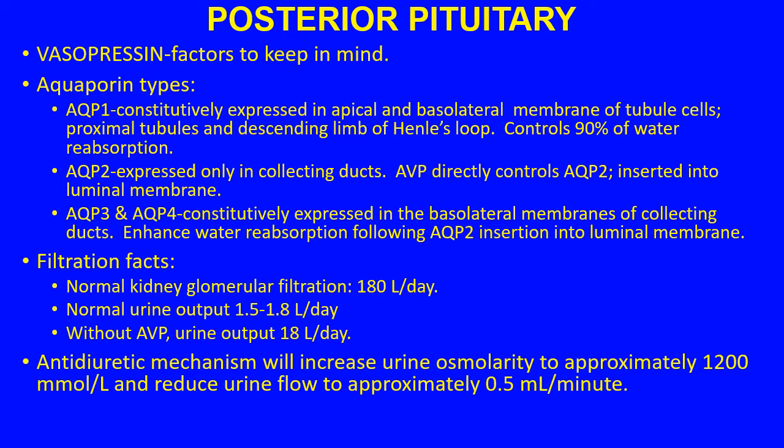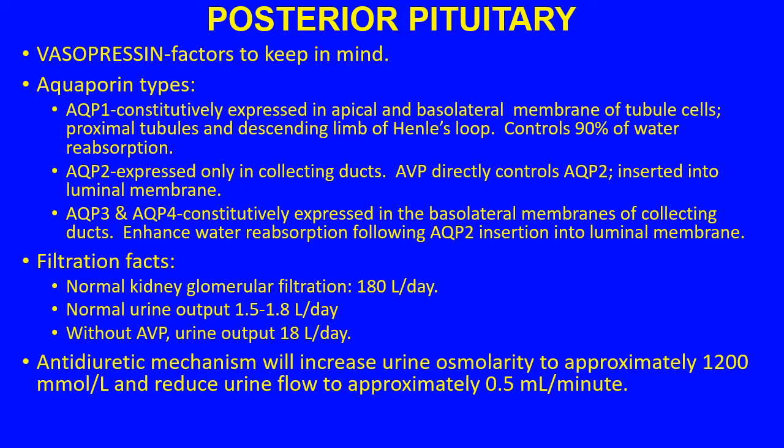Okay, fine. What if I didn't have arginine vasopressin at all? Then we have a problem. The urine output increases, and it's going to be at 18 liters a day. Now, it will be a dilute urine. Keep this in mind, okay? It is going to reduce its osmolarity because what you've got is basically a dilute urine.